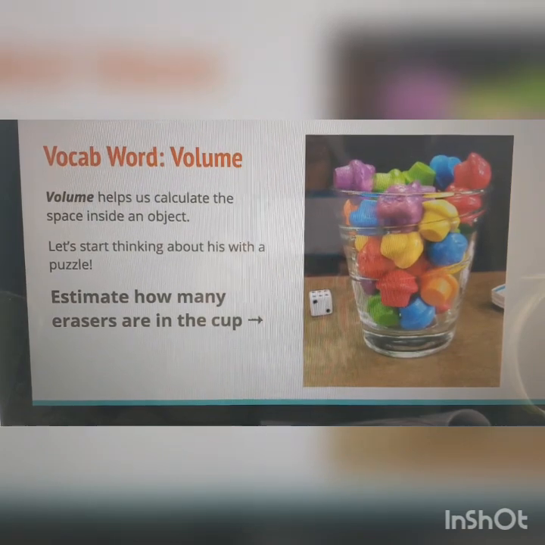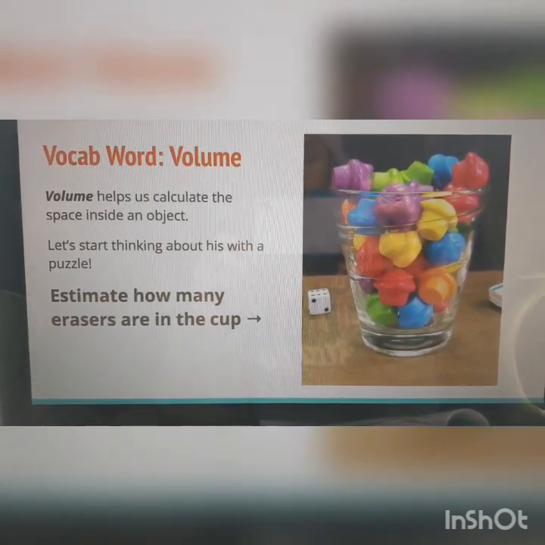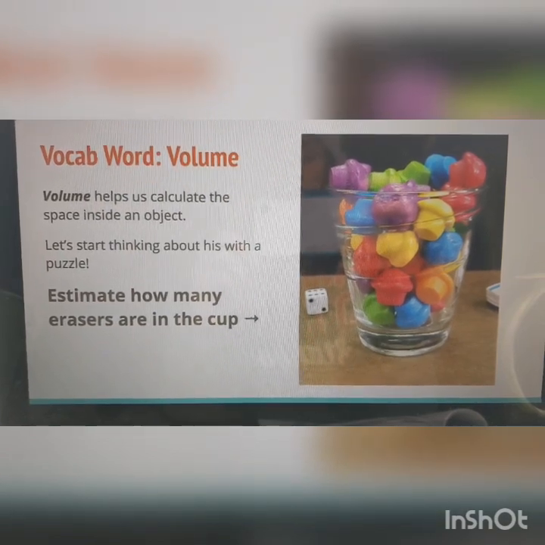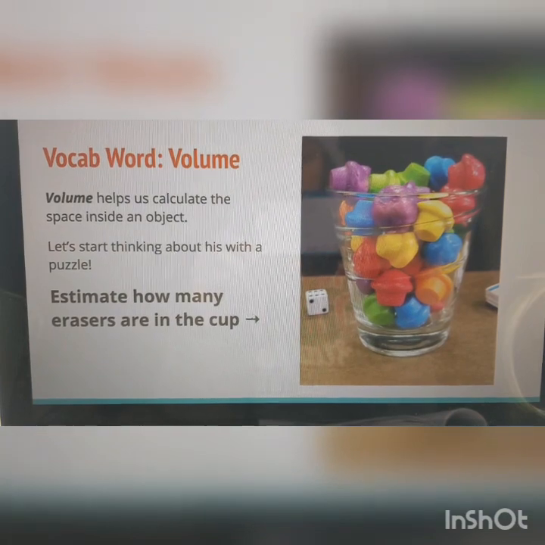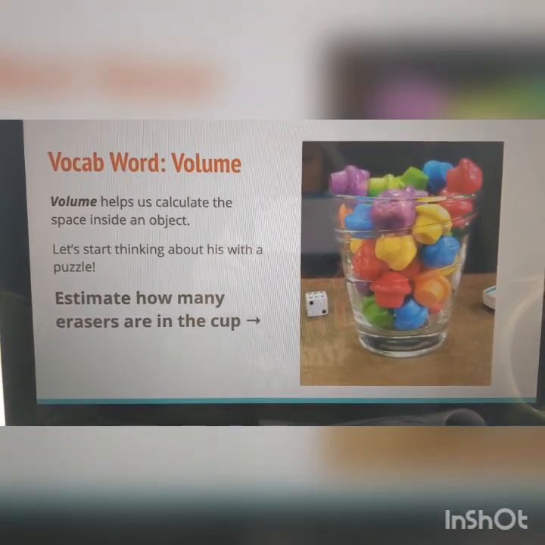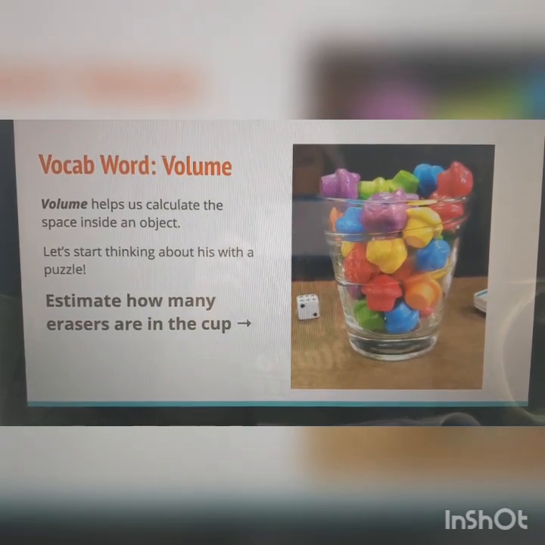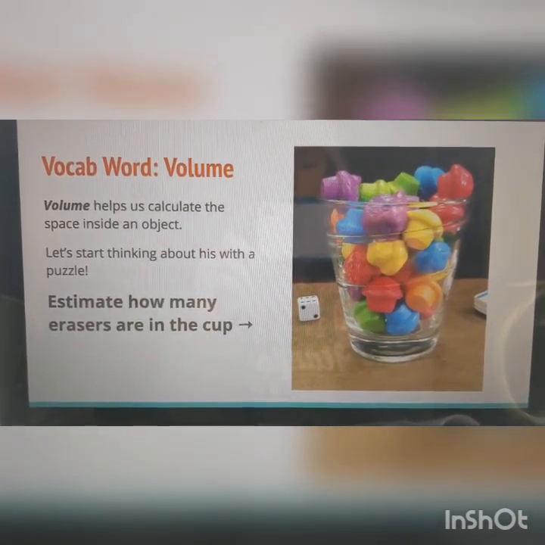Today our vocab word is volume. So the volume is something that helps us calculate the space inside an object. So for example, if you're filling a carton of milk, it'd be the space that the milk fills. If you're pouring a cup of water, it's the space the water fills inside your cup. If you have a box, so for example like a box of tissue, it'd be the space that the tissue fills. So we're going to start by thinking about this with a puzzle.